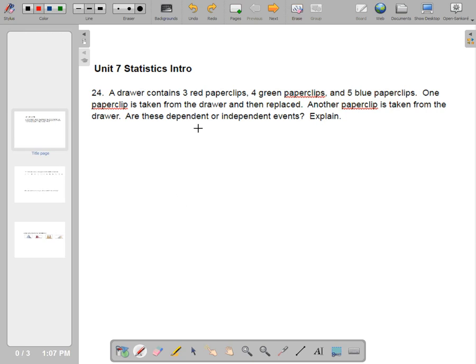So imagine I pull a red paper clip out, and then I put it back in. Does that change the probability that I draw a red paper clip the second time? And the answer is no. It doesn't change the probability, so these are independent events. It doesn't matter if I draw a red paperclip, a green paperclip, or a blue paperclip the first time. If I put it back in the drawer, it's the same odds the second time, so these are independent events.